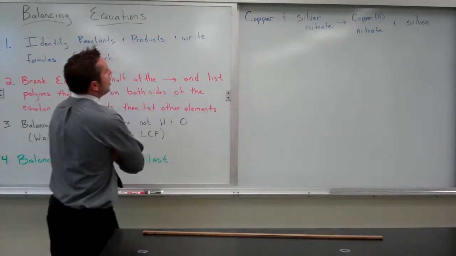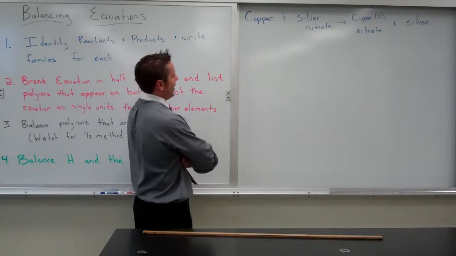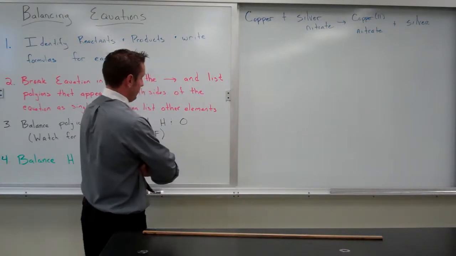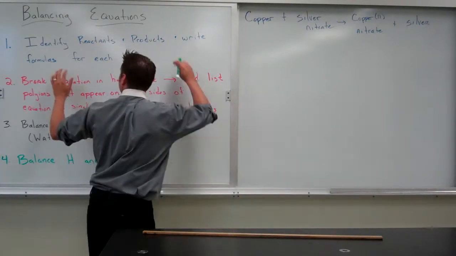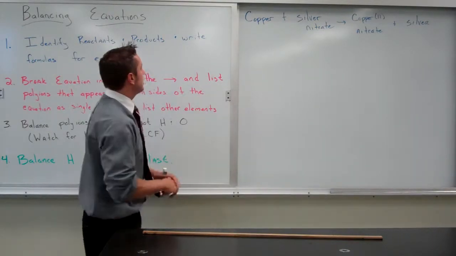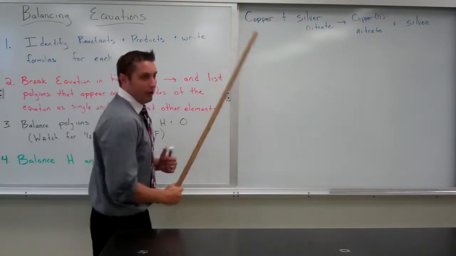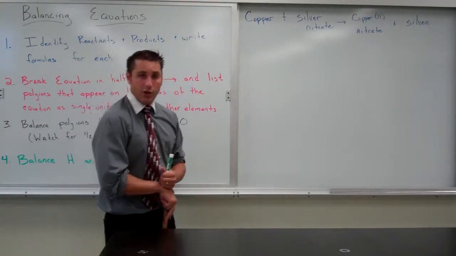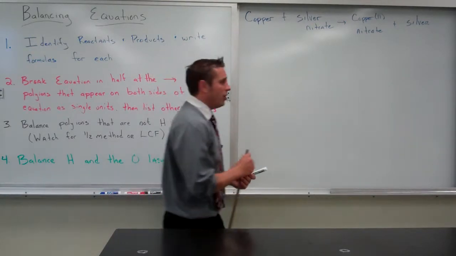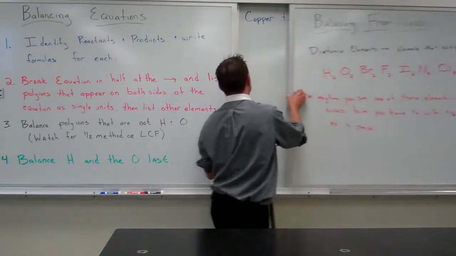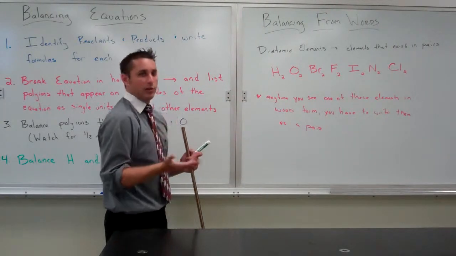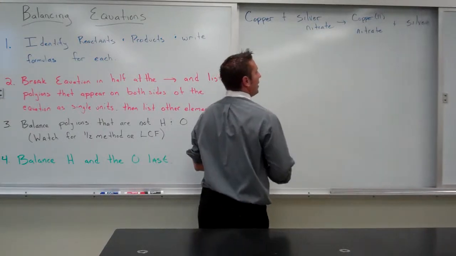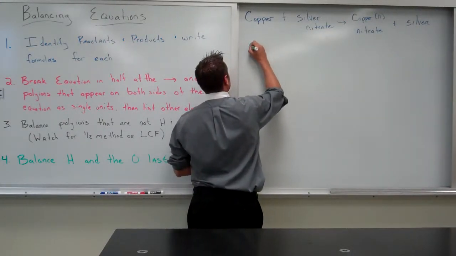The second one says, copper plus silver nitrate yields copper 2 nitrate plus silver. So the first thing we have to do is get ourselves formulas. So we look at copper. Copper, is that an element or a compound? It's an element. The next question is, is it a Hoberfinkel? Is copper one of our Hoberfinkels? It is not, but you'll learn from Hoberfinkel, there's no Cu. That means we just write copper from the periodic table, which is Cu.